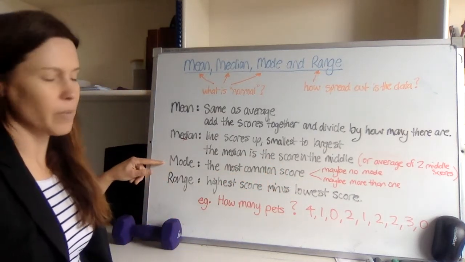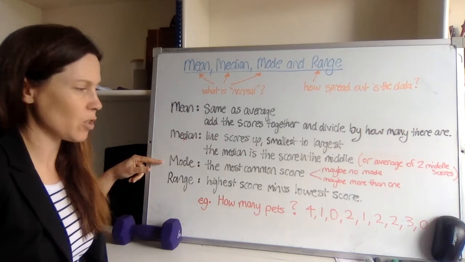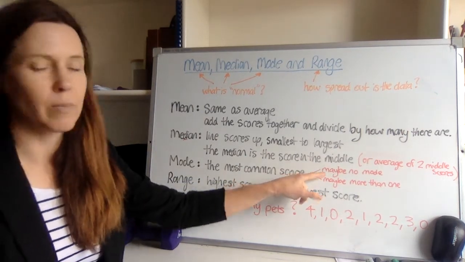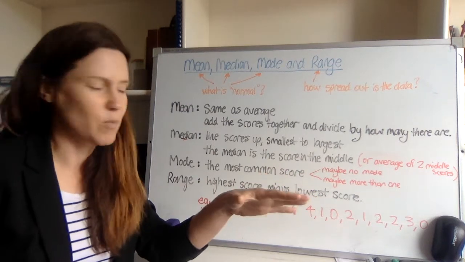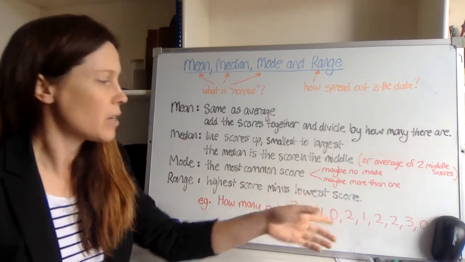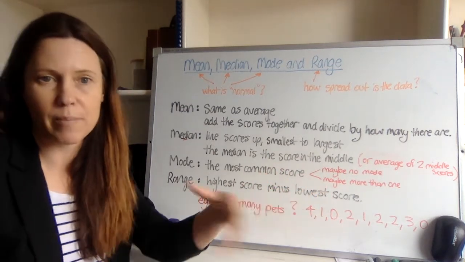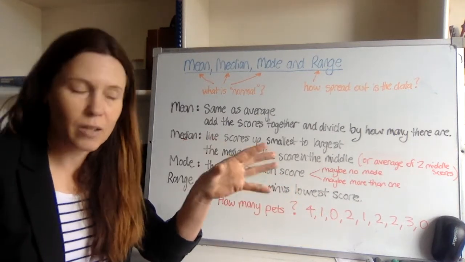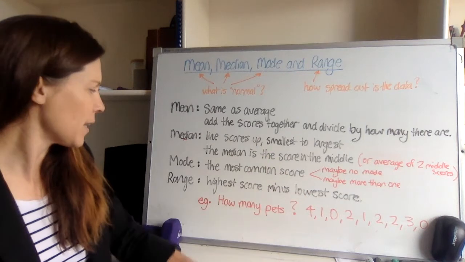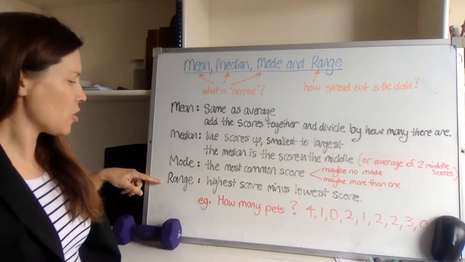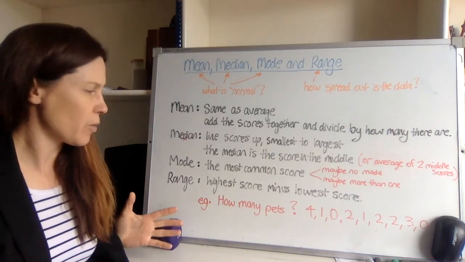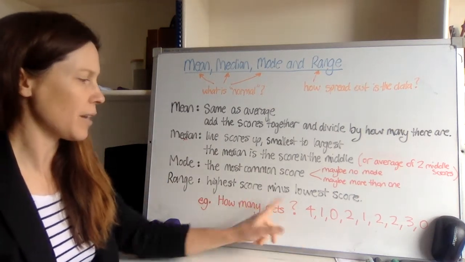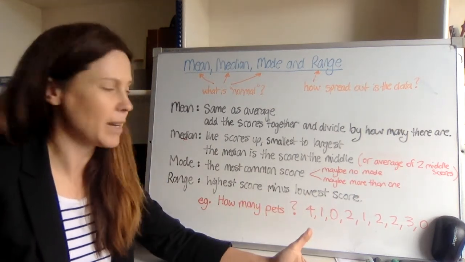The mode is just the most common score. So just have a look at what there is most of. It's possible that sometimes there isn't a mode because perhaps there's no score that's any more popular or common than the others, or there could be more than one because there might be two or even three or more scores that are equally common. So that can happen. And then the range is just how spread out the data is. So what is the highest score? What's the lowest score? And you just do the highest one minus the lowest one. That gives you the range.